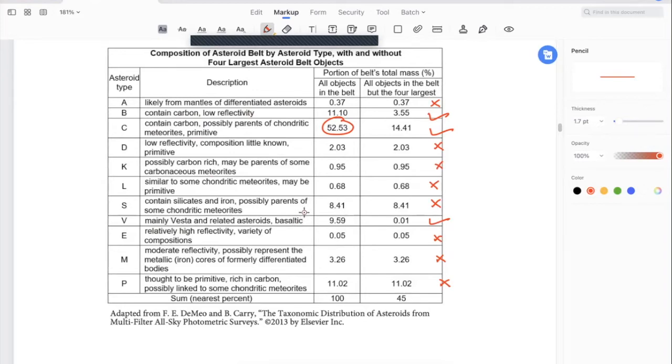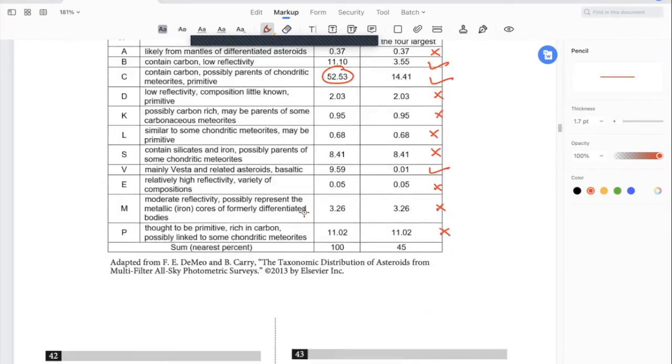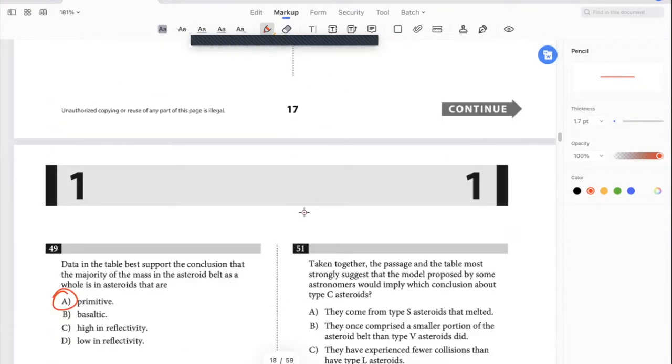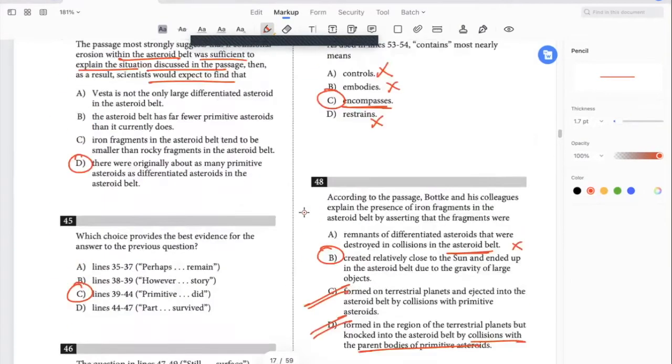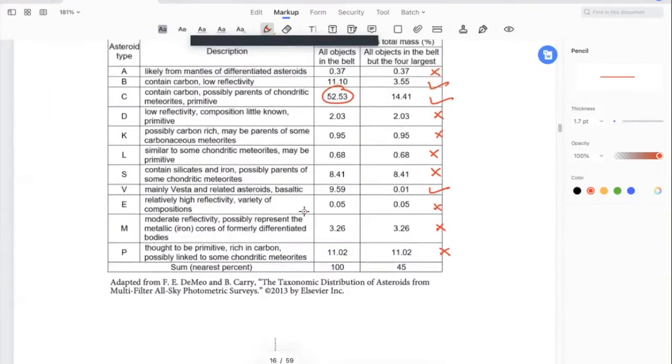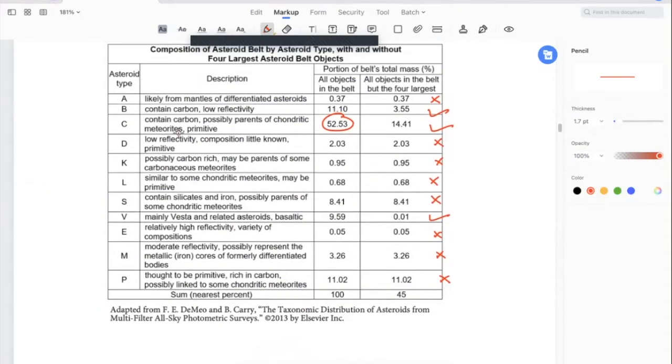Okay, so what are we looking at? We are saying which statement about those asteroids? None of them is type V. What is type V and type K? Oh, right. Okay, these are the types.